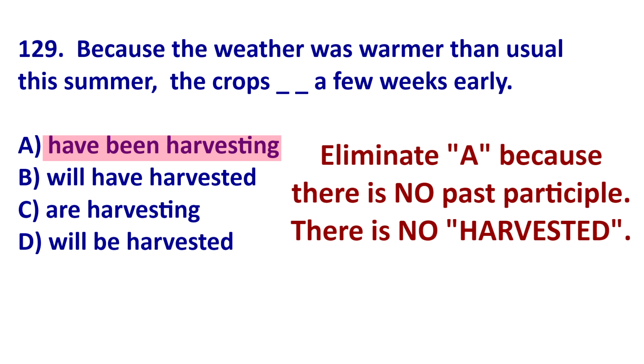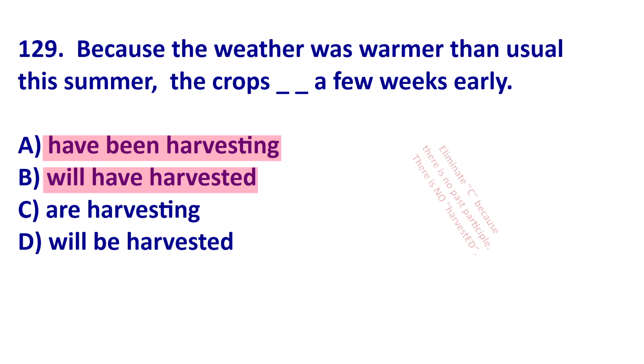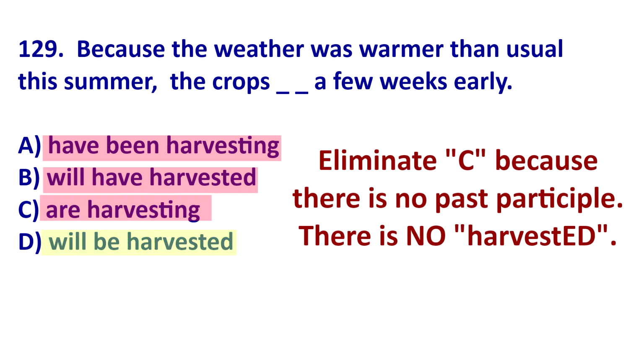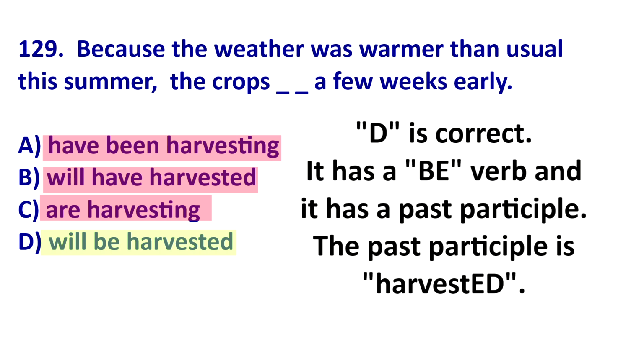Past participle is basically an -ed verb. So it says have been harvesting, this is active, so that is wrong. Will have harvested, this is active, so this is wrong. Are harvesting, this is active, so this is wrong. Will be harvested is the correct answer. And we know it's correct because we have the be verb and past participle in harvested.